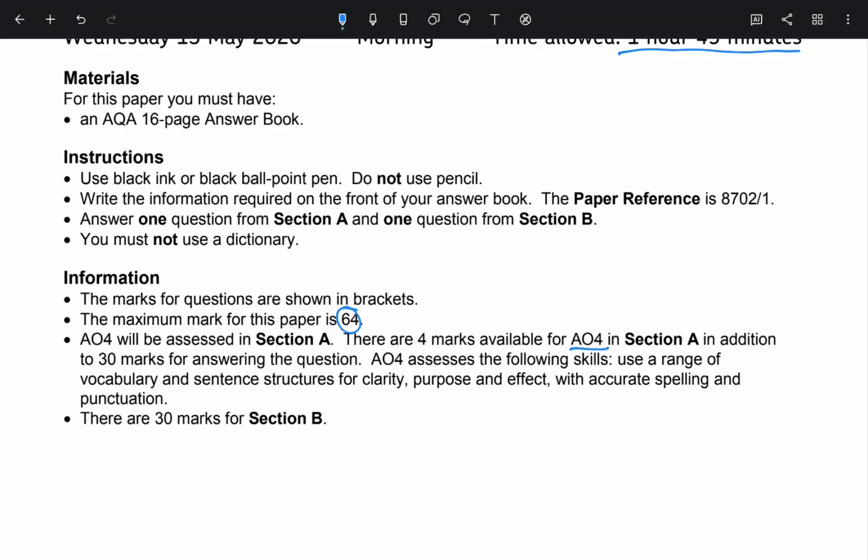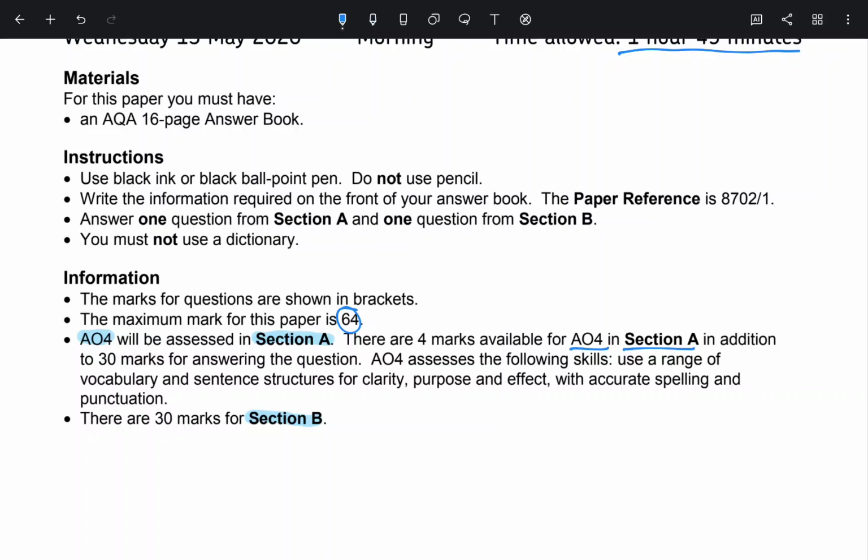And AO4 will be assessed in section A. Assessment objective 4 covers your range of vocabulary, your sentence structures for clarity, purpose and effect, with accurate spelling and punctuation. And then section B is worth 30 marks. So section A in total is 34 marks, because you get 4 marks for AO4, whereas in section B you don't get marks for AO4, so it's just 30 marks.